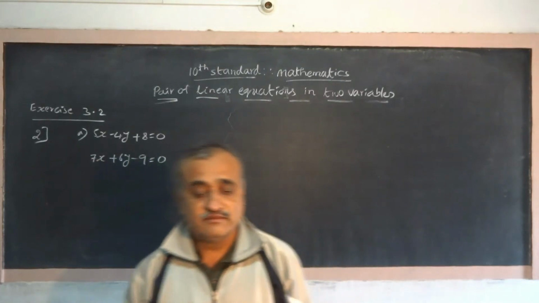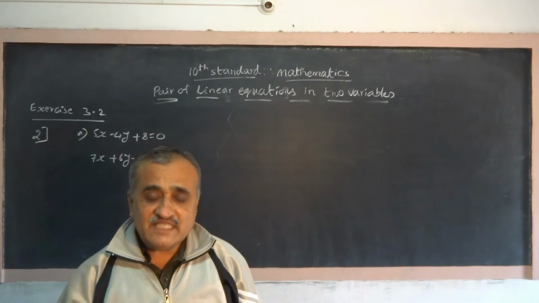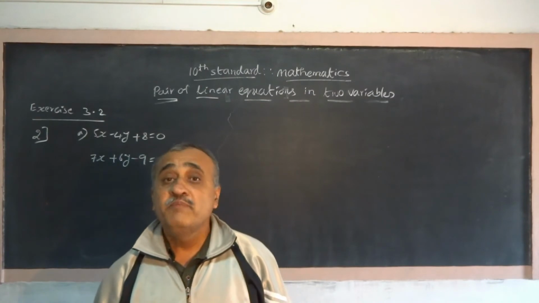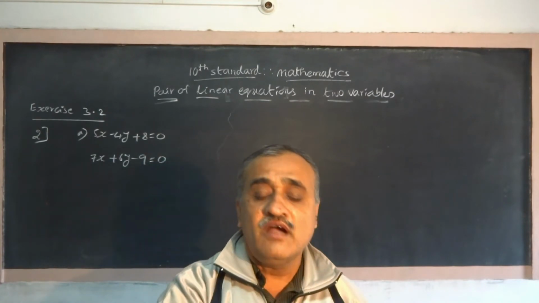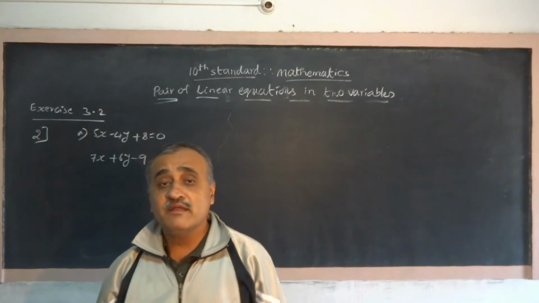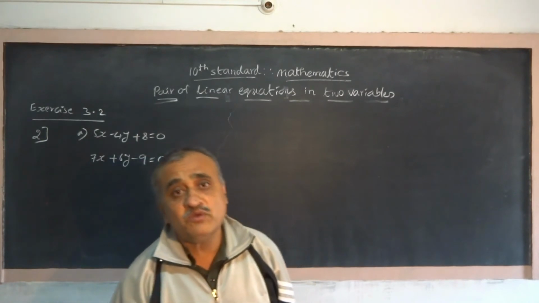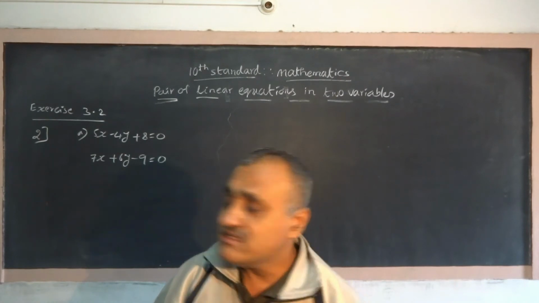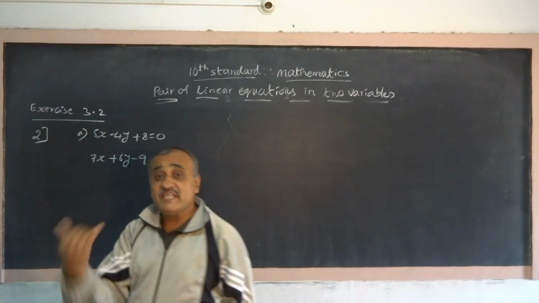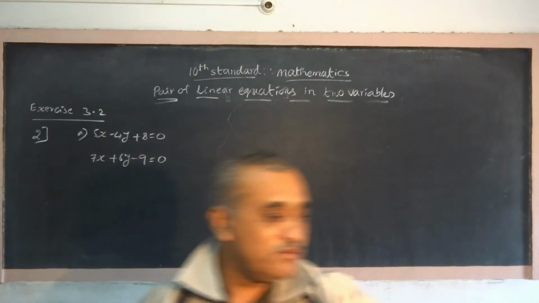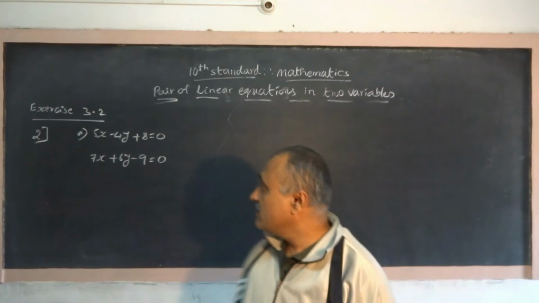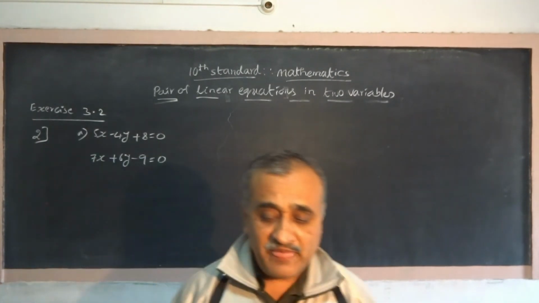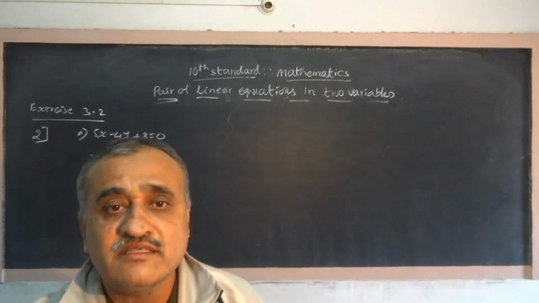Okay friends, we shall discuss some problems on the behavior of lines, or the relation between a1 by a2, b1 by b2 and c1 by c2. Let us take exercise 3.2. Open your textbook. Exercise 3.2, and in that, the second main question. What does the second main question say?